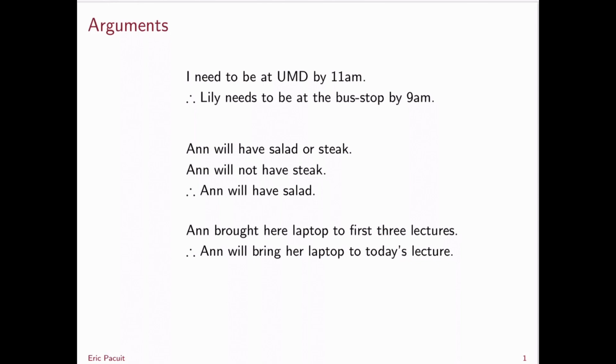According to deductive logic, the first and the third argument are invalid. It's possible for the premise to be true and yet the conclusion to be false. For example, in the first argument, it's possible that I really do need to be at the University of Maryland by 11 a.m., yet Lily doesn't need to be at the bus stop by 9 a.m. For example, she might be on spring break or ill and not going to school.